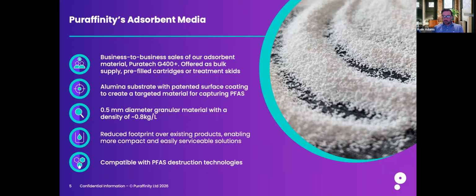There are companies, as many on this call are probably familiar with, that are doing a variety of different things. And we've partnered with them, testing and making sure that our media would be compatible with them. And then there's also always, as many are familiar with, incineration, where you can just burn it.